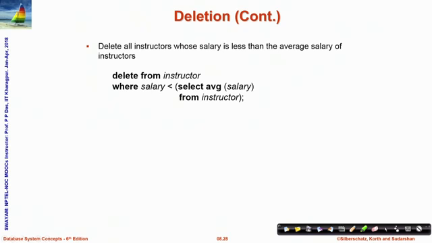Delete all instructors whose salary is less than the average salary of instructors. Again, you compute the subquery which computes the average salary, check if the salary is less than the average salary and delete that. Sounds straightforward, but just wait a while. I mean, did we do the right thing?